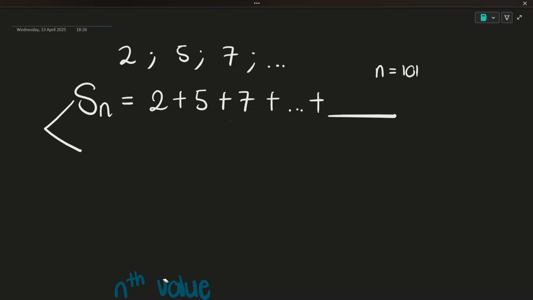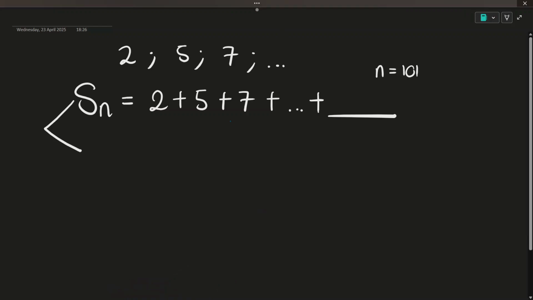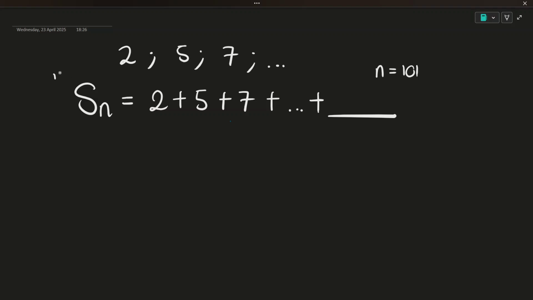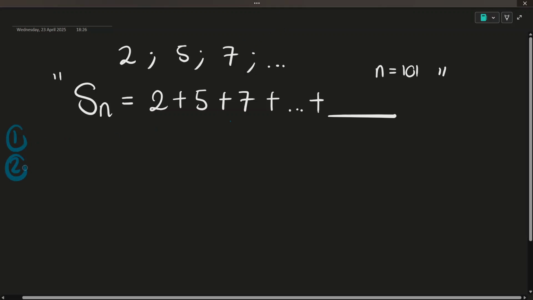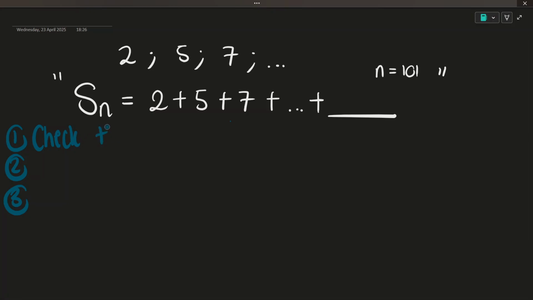So now, how would I write this specific pattern in sigma notation? Basically, there are three things we need to do before we can write it. First, we need to check the pattern.